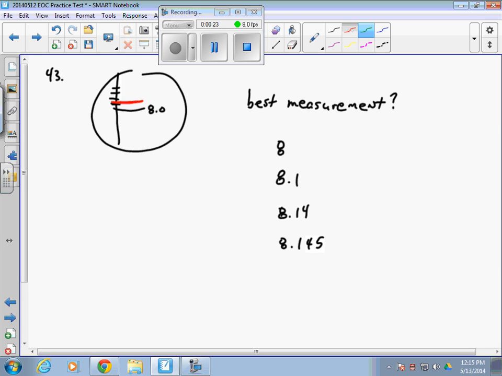You can see that all of the answers are right. They're all 8, 8.1, 8.14, and 8.145. You just want to use the correct amount of significant digits. You can see how many marks are above 8 before you get to 9. There are 10. So that means it's going to the 10th place, which is one past the decimal. So 8.1 is the correct answer.